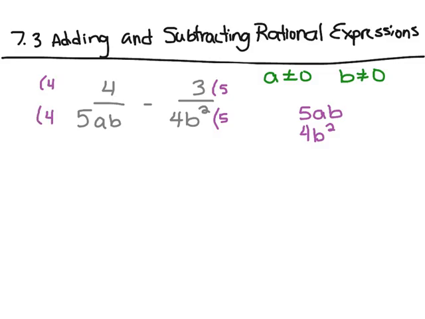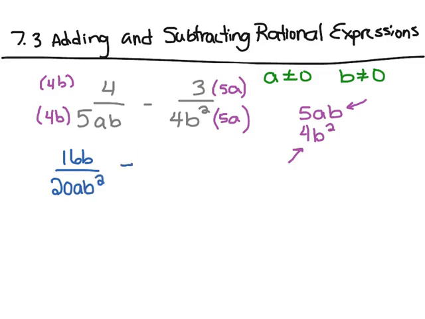To get our a's the same, we need to multiply our 4b squared by a. That will make them have the same amount of a's. To have the same amount of b's, we need to multiply our 5ab by 1b to make it squared. So this is what we will be multiplying by to make the denominators the same. When we multiply it out, we should get 16b over 20ab squared minus 15a over 20ab squared. The denominators are the same, so we know we multiplied by the right values.